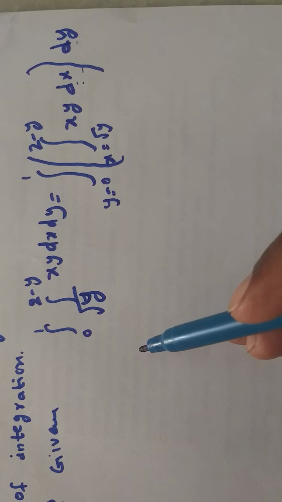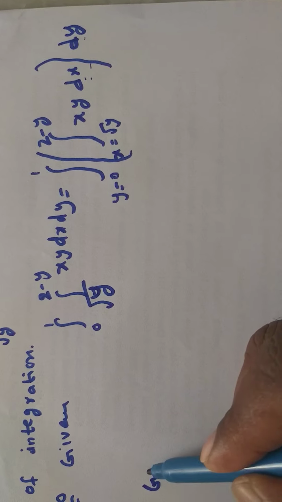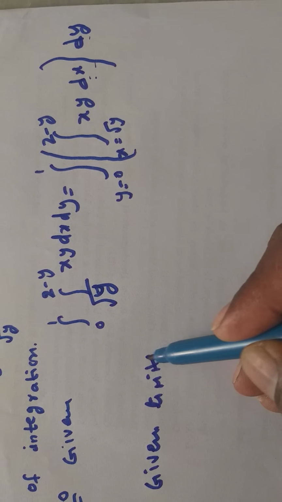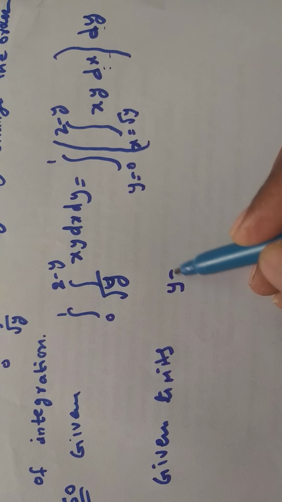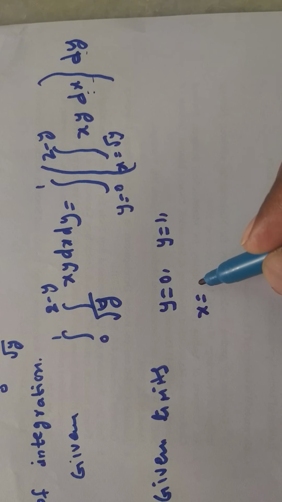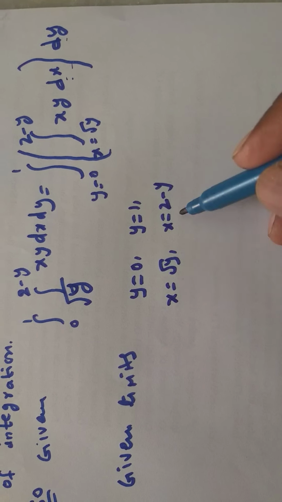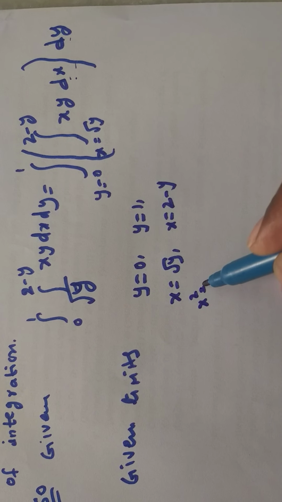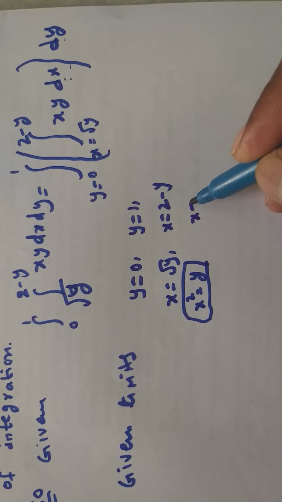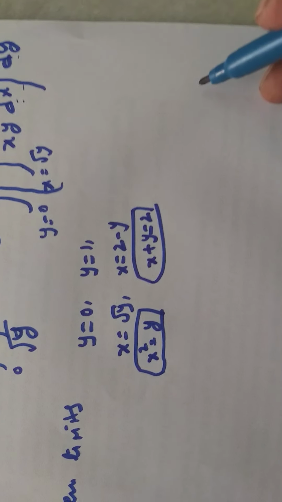So how to change the order of integration? How to change the limits? To change the limits, we first consider the given limits. The given limits are y equal to 0, y equal to 1, x equal to root y, and x equal to 2 minus y. These are the two curves. Squaring both sides, we get x square equal to y, which is one curve. And if you simplify, x plus y equal to 2, which is a straight line. Draw the diagram first.